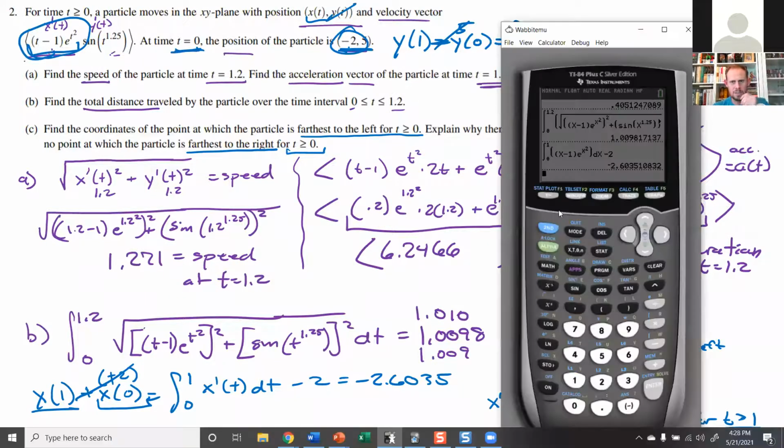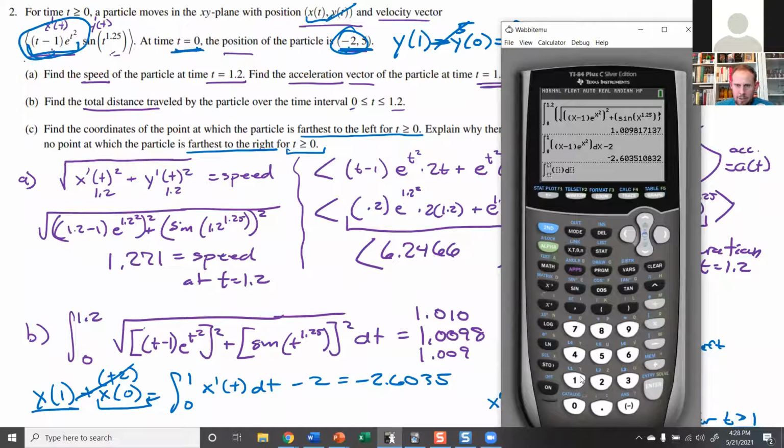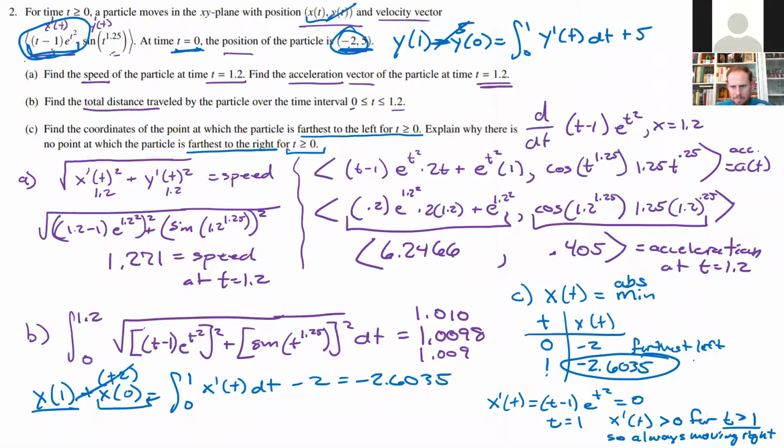And we're going from 0 to 1. And let's see, we've got sine of x to the 1.25. Close the parentheses there with x. And then we have to add 5 to it, so plus 5. So there's the coordinate, 5.401.